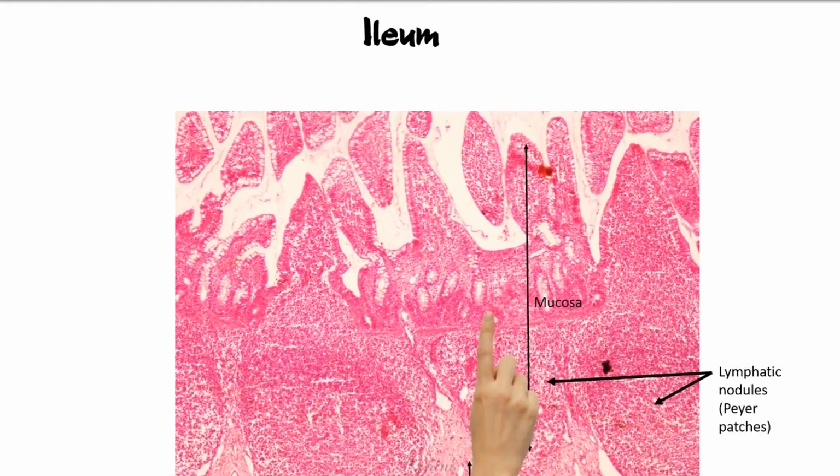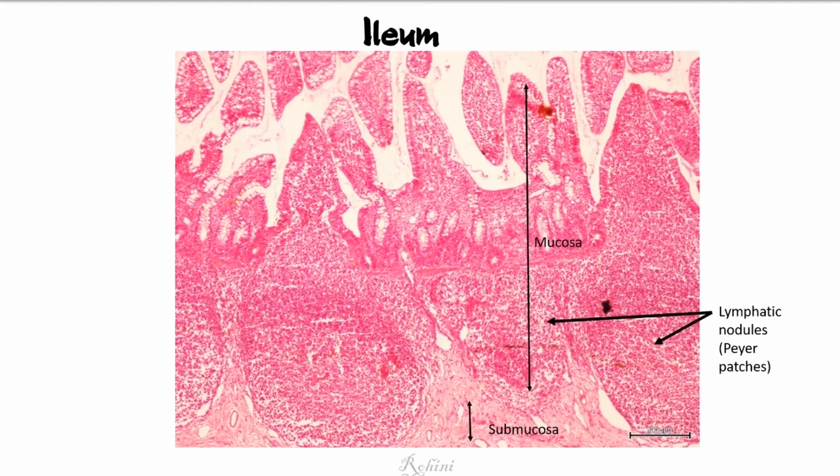In this slide of ileum we see that the number of goblet cells increases, the villi are short. In the mucosa we see the well-defined lymphatic follicles called the Peyer's patches, which is the identifying feature of this slide.